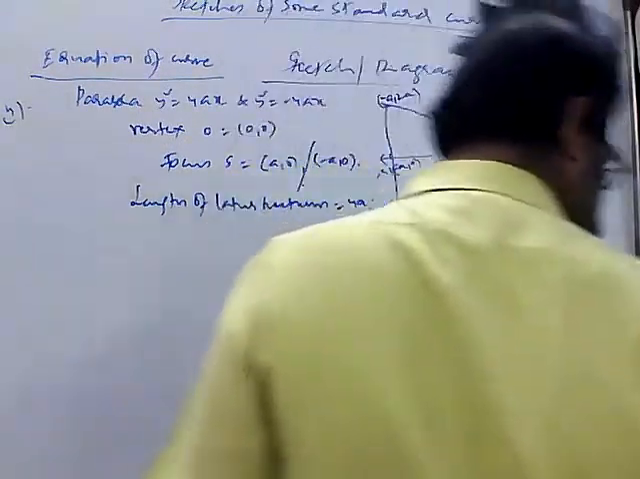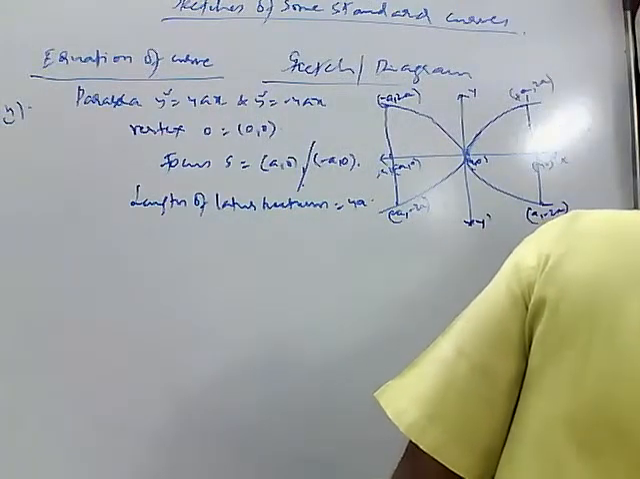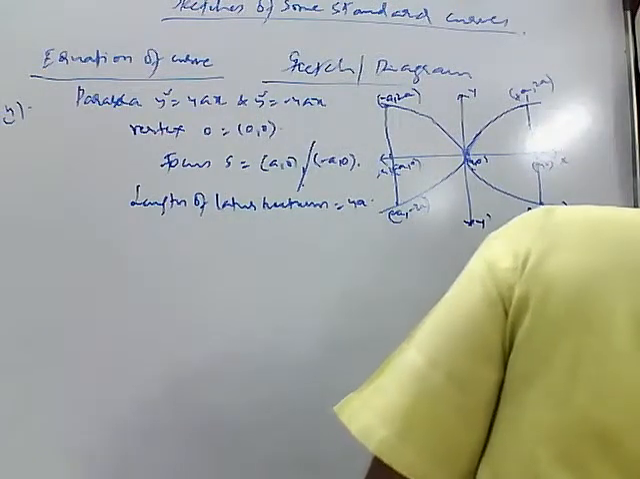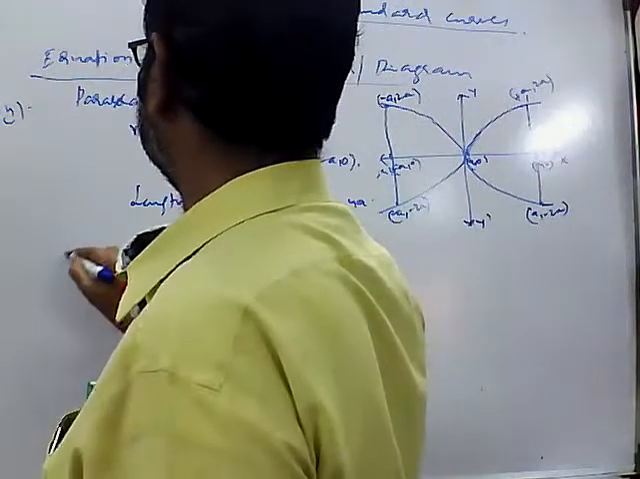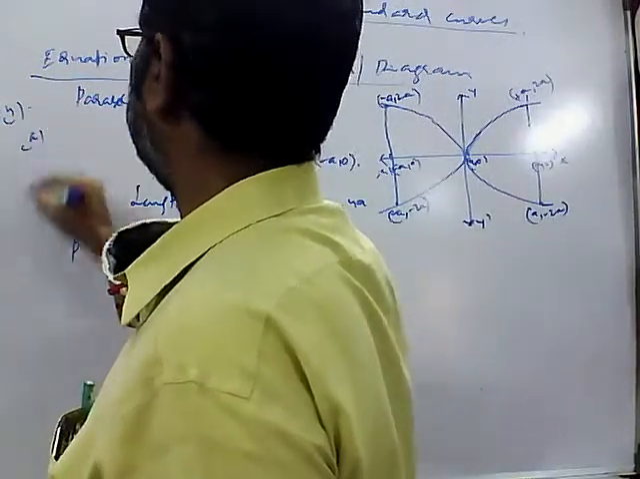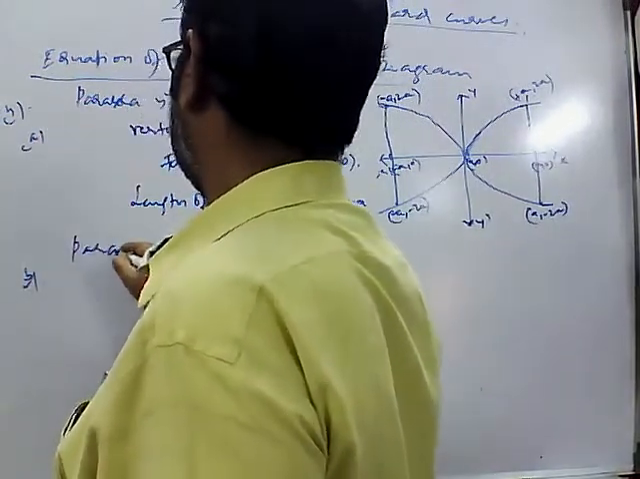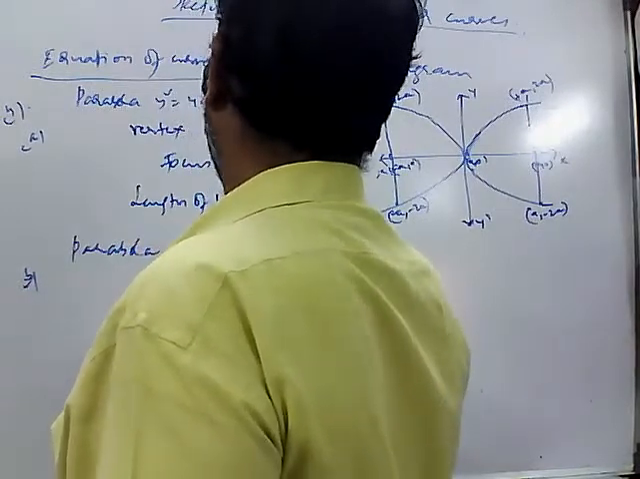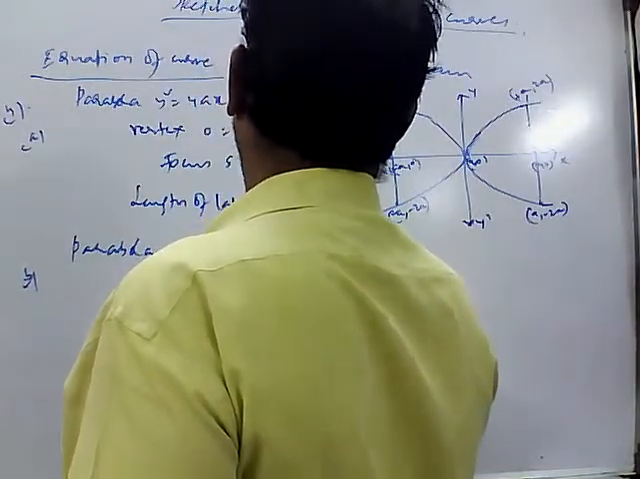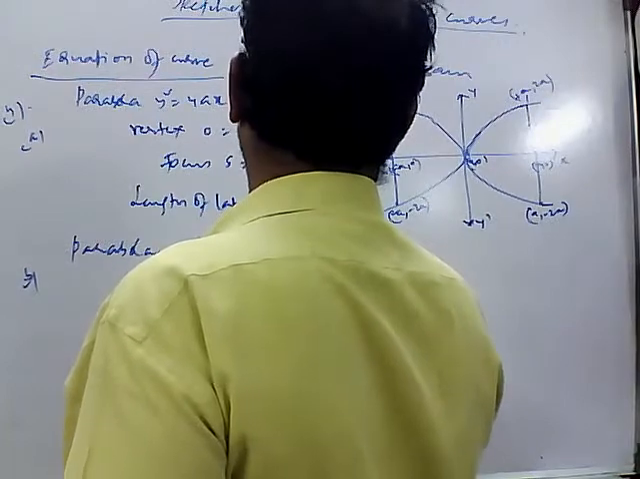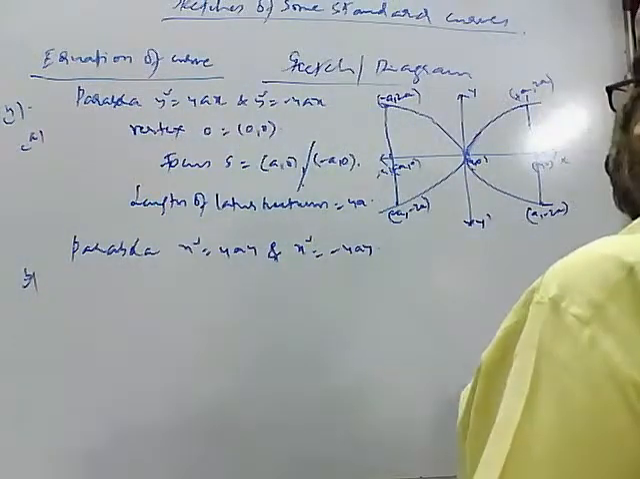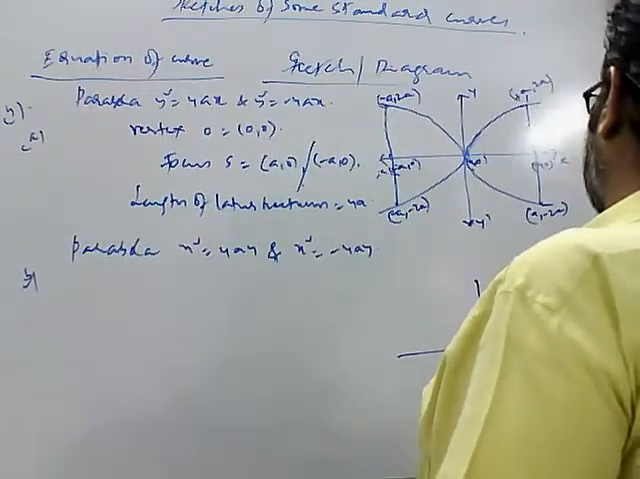Next, parabola x square is equal to 4a y. Same case, and x square is equal to minus 4a y. So what you get here? Up and down parabola.